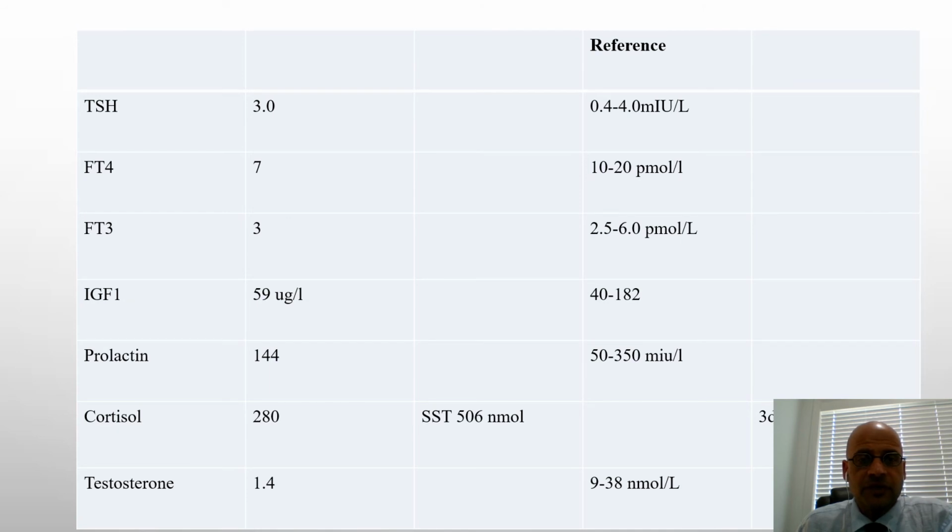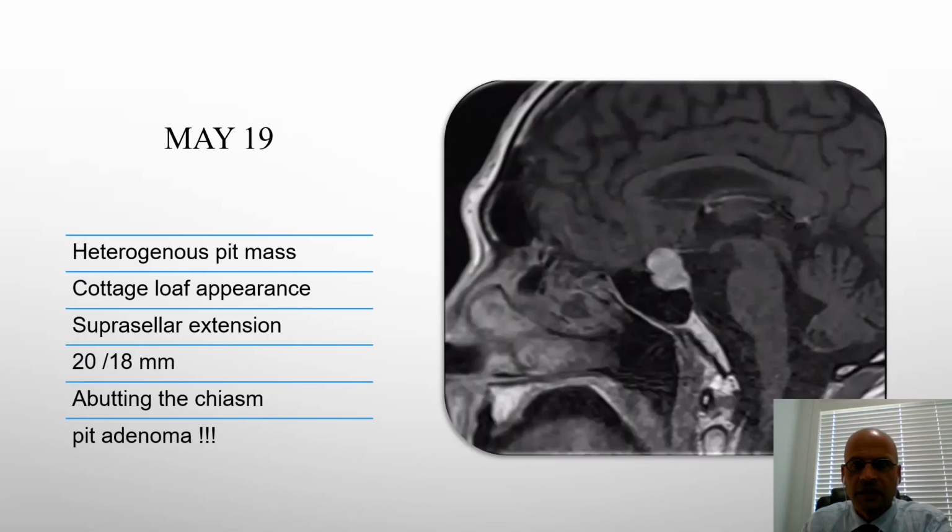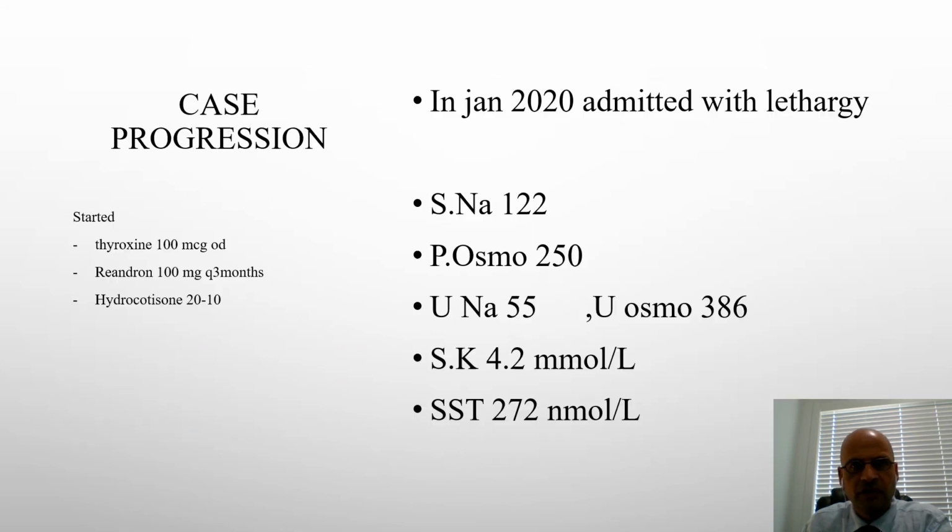So this is his pituitary panel, which clearly showed still normal level of cortisol with good short synacthen stimulation. And he was hypogonadal as well as having central hypothyroidism. This is his pituitary MRI that shows heterogeneous macroadenoma abutting the chiasm. And of course, the first thing that comes to our mind is whether this is a non-functioning macroadenoma.